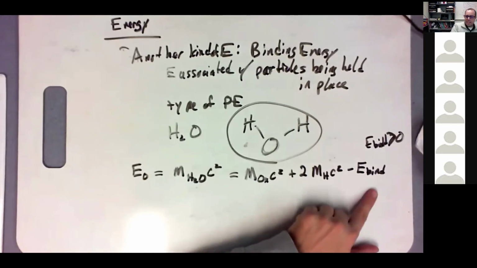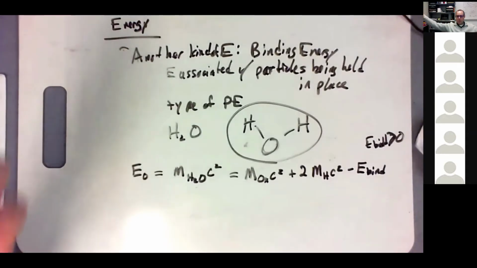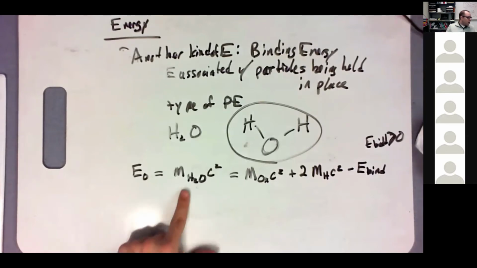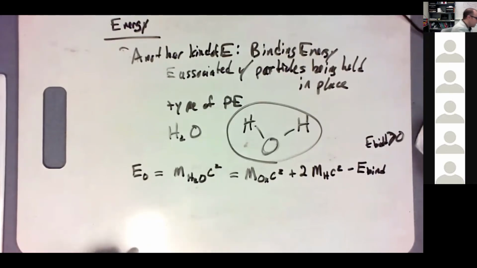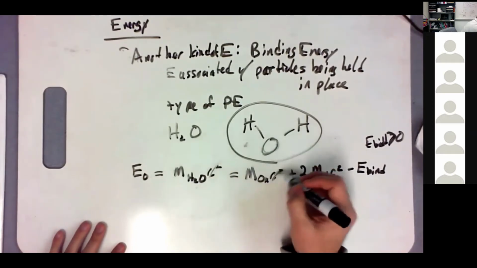So this is the energy, again, that it takes to take all of these, the 2 hydrogen atoms and the oxygen atom, and separate them all to infinity, right? So what is the mass of H2O? We can solve this equation for the mass of the water molecule now. Just divide through by c squared.